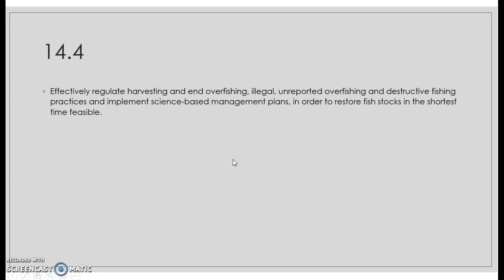14.4 is effectively regulating harvesting and ending overfishing, illegal, unreported overfishing, and destructive fishing practices, and implementing science-based management plans in order to restore fish stocks in the shortest time feasible.